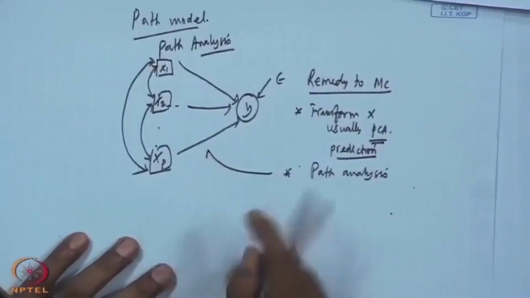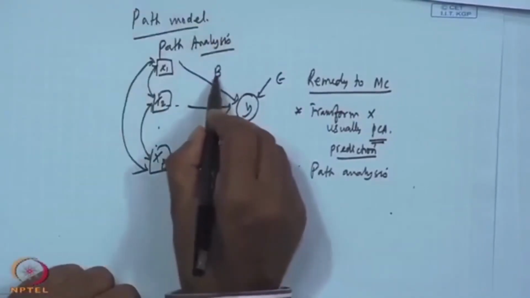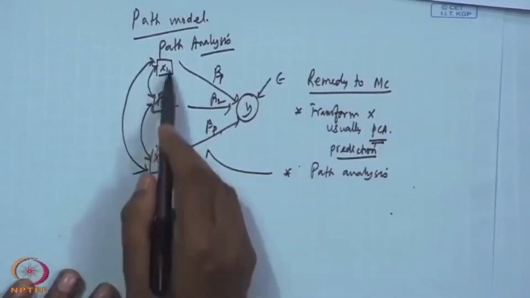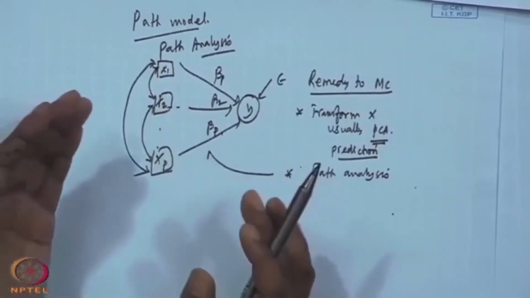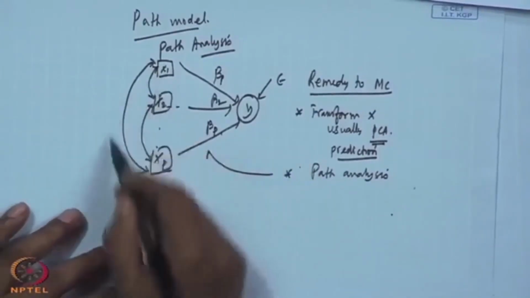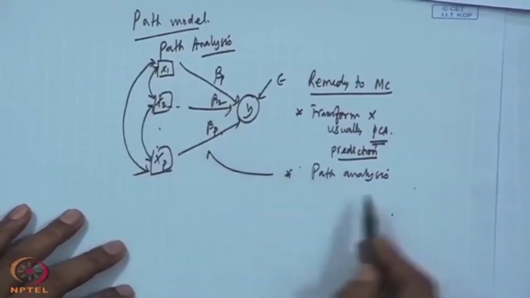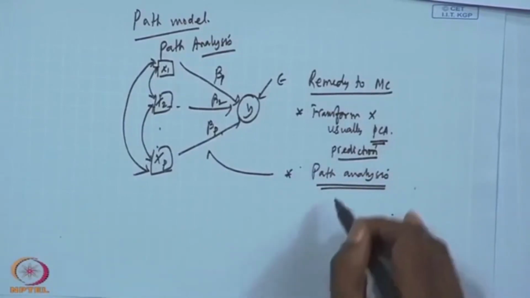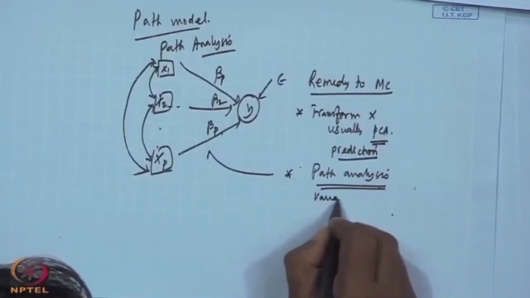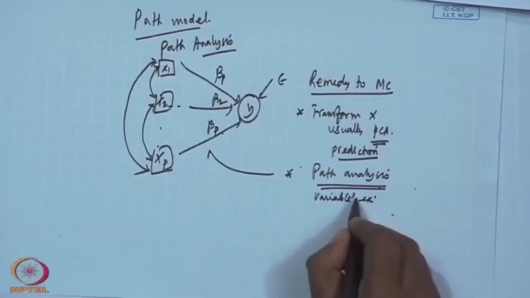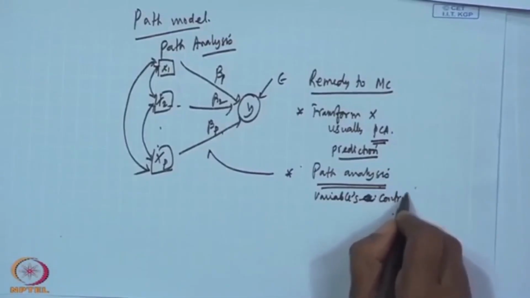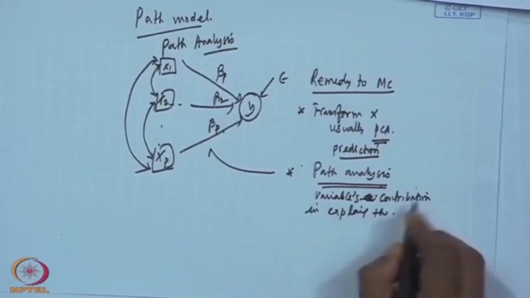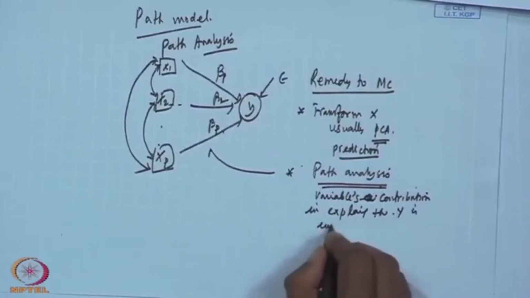What will this path analysis do? It will estimate the same regression parameters, but it will allow the independent variables to covary amongst themselves. This covariance structure will be taken into consideration. Between these two analyses, it is better to go for path analysis when variable explanation is an important issue, when the variables' contribution in explaining y is important.